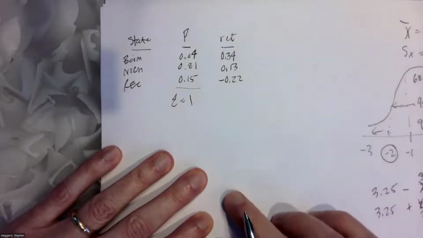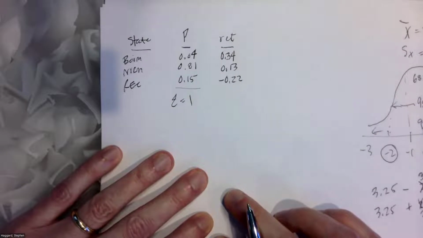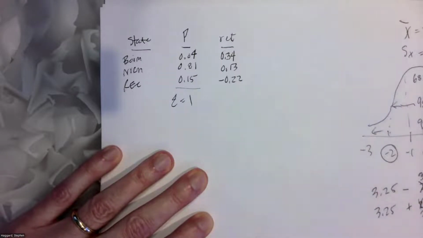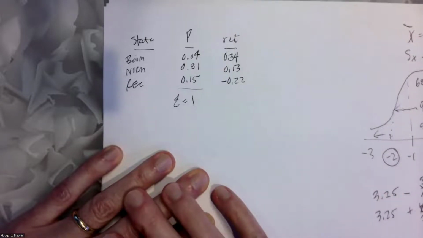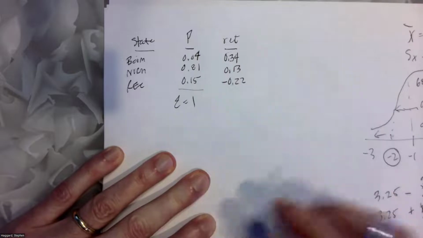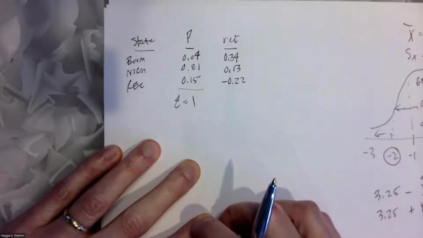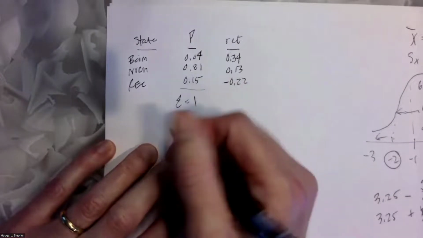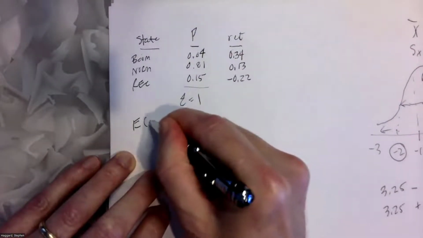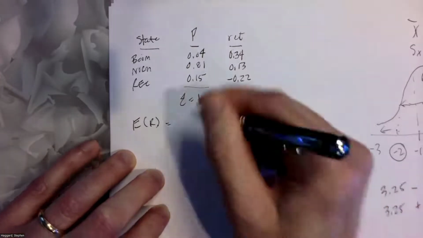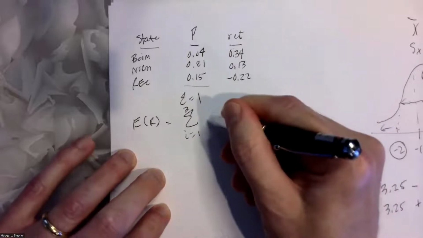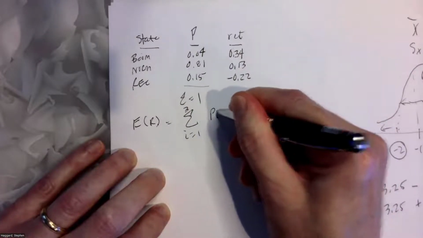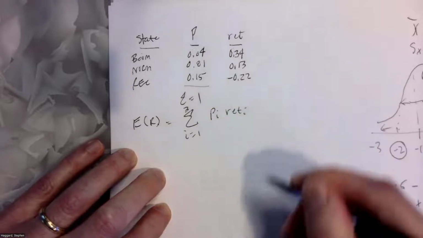Mr. Green, what should we do next? Mr. Oomfleet, what should we do next? We multiply the probabilities by the returns, right? And then add it up. So to get the expected return, it's just going to be the sum from i equal to 1 to 3, in this case, of the probability of the state times the return in the state.